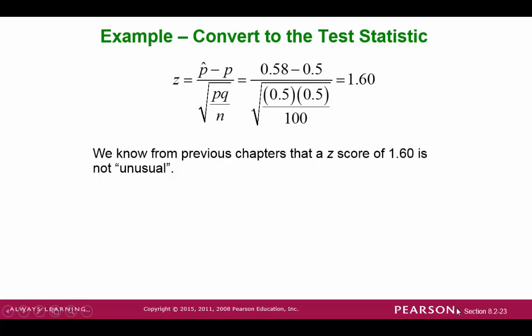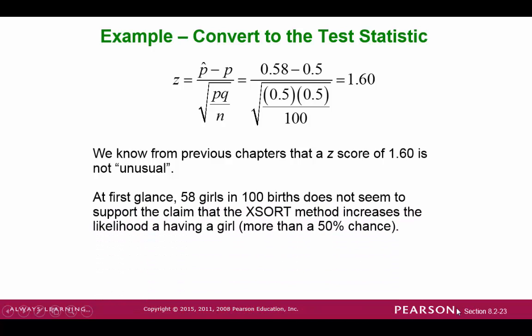So as a z-score, this is really not so unusual. It's within the realm of 2 standard deviations from the mean. And so we're looking at this as probably not that big of a deal. So at first glance, we can say this does not seem to support the claim that it actually increases the chances to be over 50%. It is 58%. It's a little bit over 50%. But the question is, is it really significantly over 50%? And that's what the hypothesis test is testing.